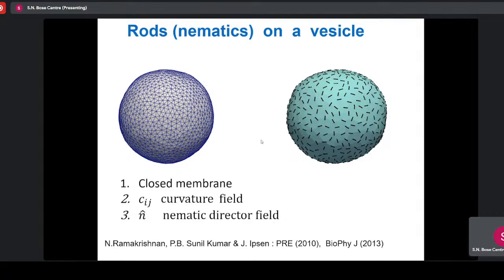My question is, if you start with an initial condition with some irregular vesicle, that's a more practical scenario. Yes, still it will go to that. We have checked.